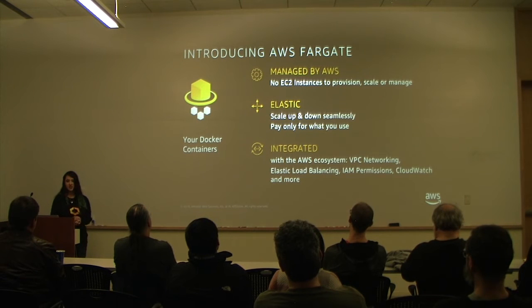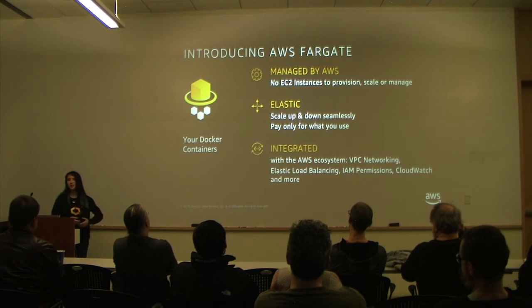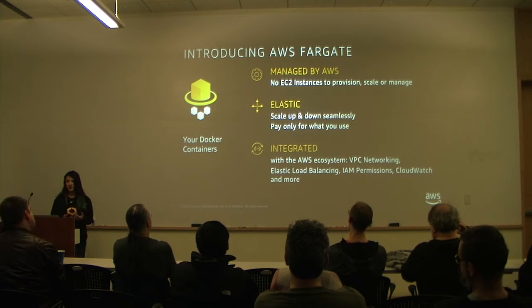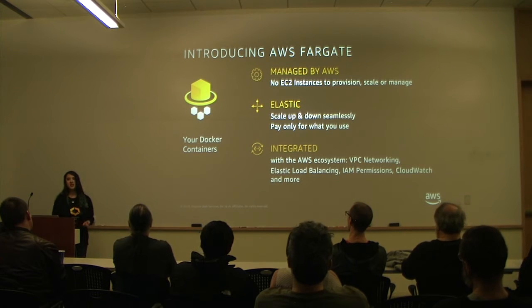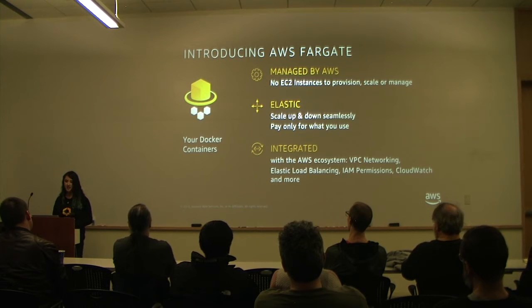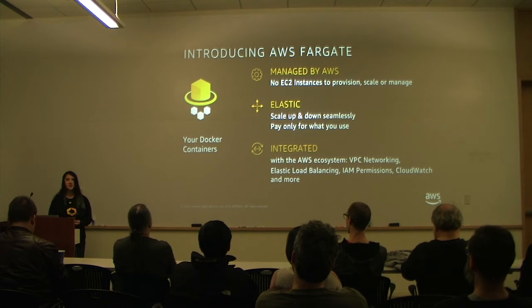So, as I mentioned, it's managed by AWS. You don't have to worry about the EC2 instances anymore. You don't have to worry about scaling them. You don't have to manage them. And it's elastic. We have load balancers. You can easily scale up or scale down. And then you only have to pay for what you're using. So for ECS, you would pay for the instances, and here you end up paying for each task. And like ECS in general, it is also fully integrated with a bunch of existing AWS services, such as CloudWatch, Elastic Load Balancing, IAM, etc.